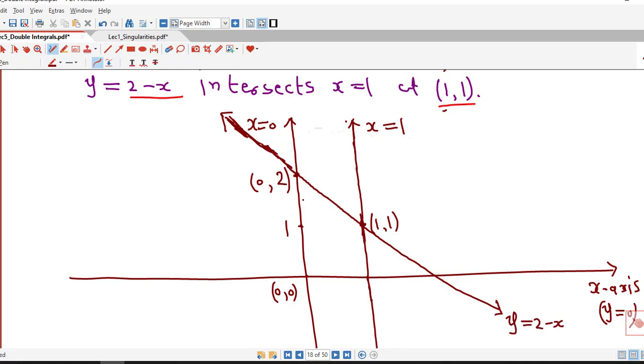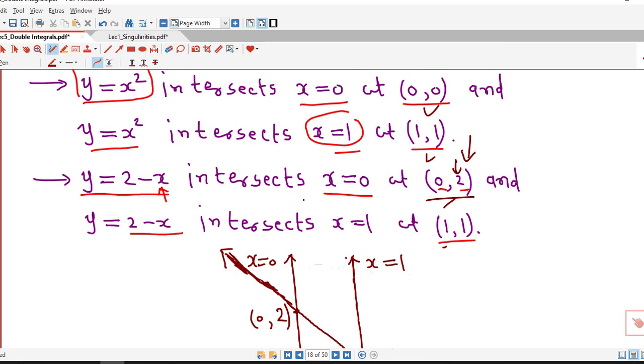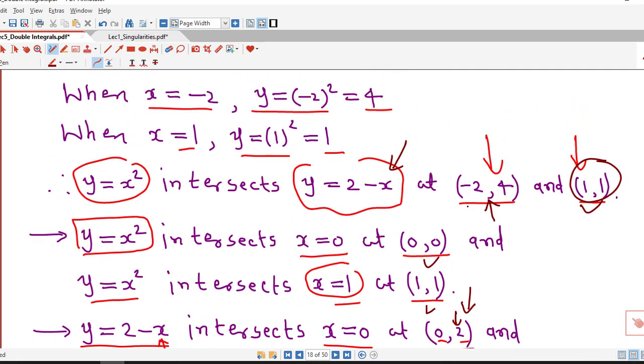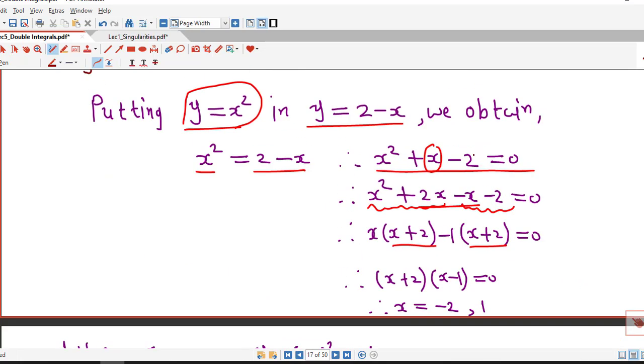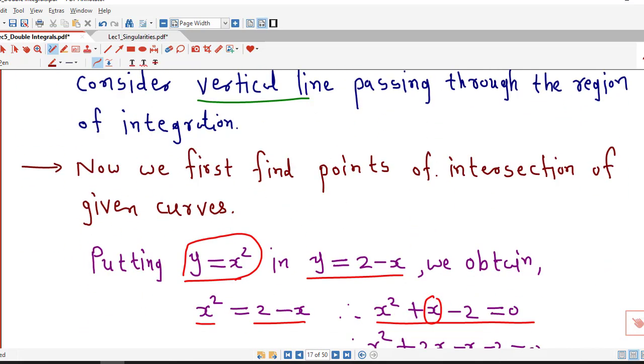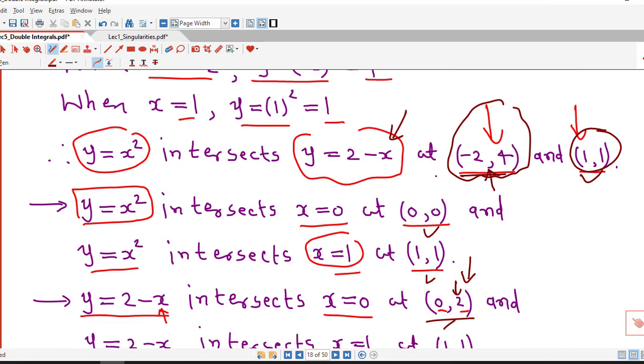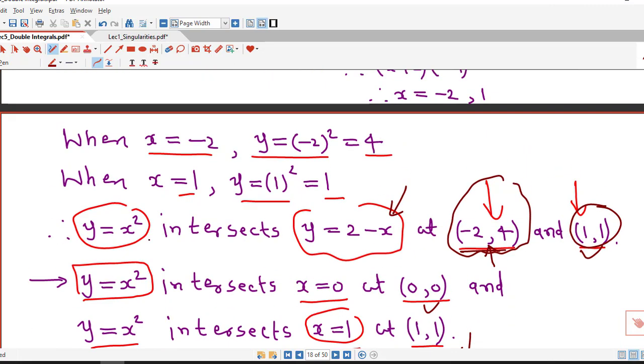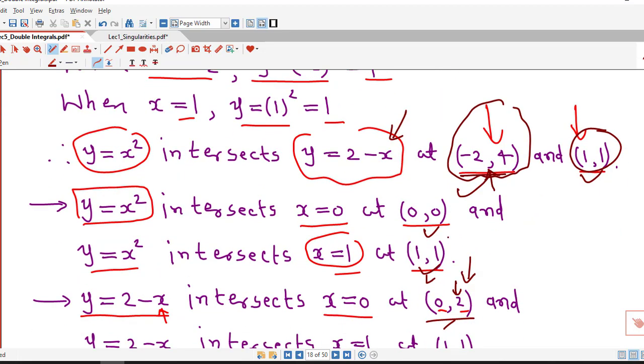So this is the line y equal to 2 minus x. It is passing through 1 1 and 0 2, and it will pass through the point -2 4 also, but we are not interested in what happens at this point because it is outside the boundaries of x. X is from 0 to 1, and y equal to x square is passing through the origin and 1 1. It is passing through -2 4 also, but we concentrate on 1 1. It will intersect y equal to 2 minus x at 1 1.